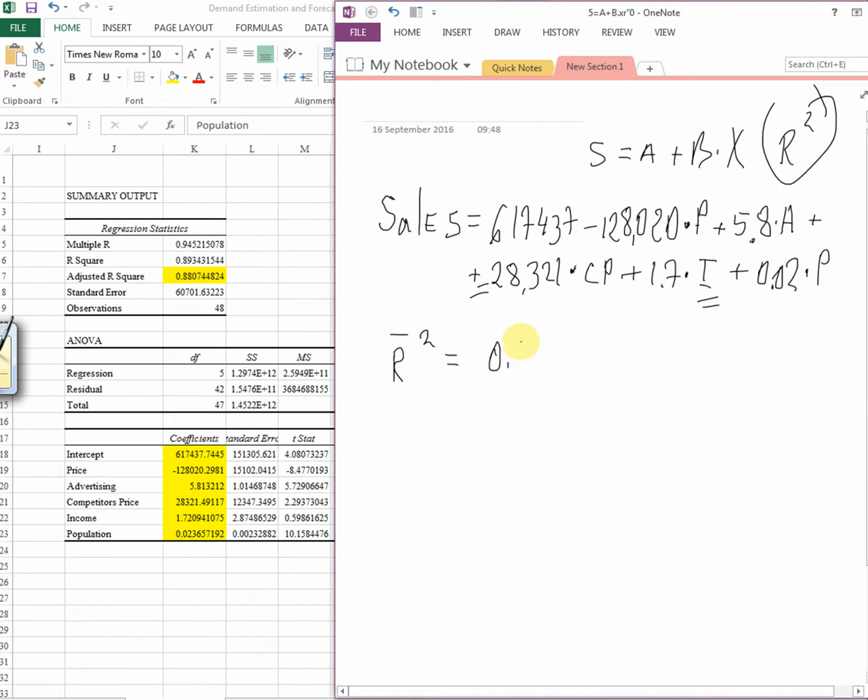So that is 0.88, which means basically a very good fit to the data. So this regression model is more or less describing the quantity of sales accurately. In other words, in the language of statistics, 88% of variation in quantity of sales, or quantity demanded, is accounted for by all these factors jointly: price, advertising, competitive price, income, and population. So this is a huge improvement from the previous video's results, right?